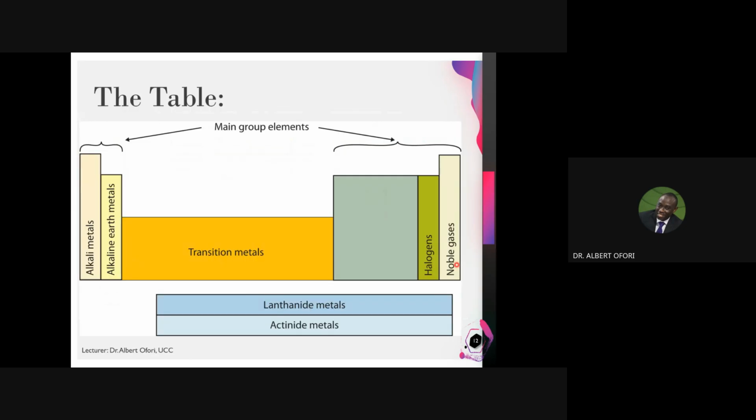So when we take the periodic table, as I mentioned, it comprises the main group elements, the transition elements, and the Lanthanides and the Actinides. So the main group element is the S block.